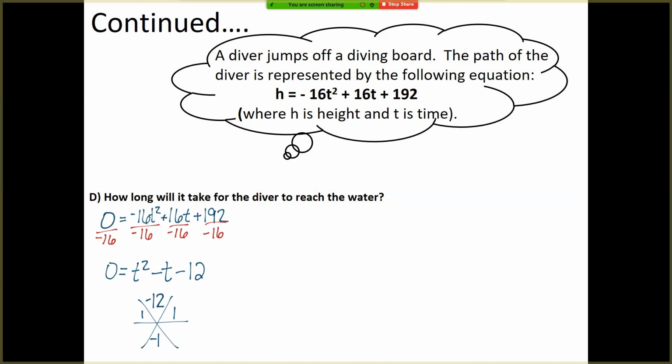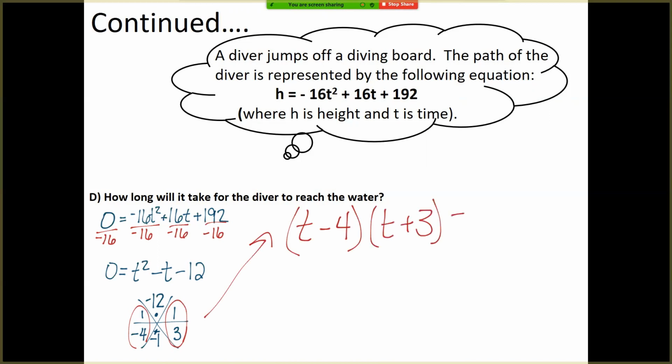In this case, you have 1 at the top left and top right, negative 1 in the bottom middle, and negative 12 in the top middle. So I'm looking for two numbers that multiply to give me negative 12, but add to give me negative 1: negative 4 and positive 3. So then I'm looking at my two fractions on the left and right. Since 1's on top, I know I can't reduce. So that gives me my factors, t minus 4 and t plus 3 still equals 0.